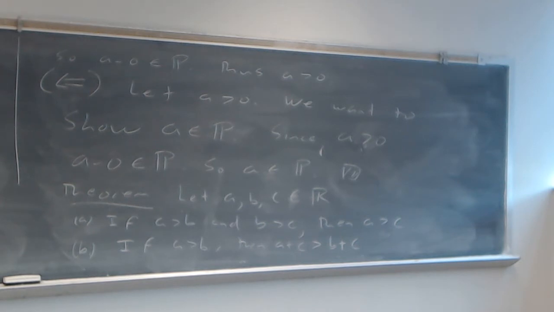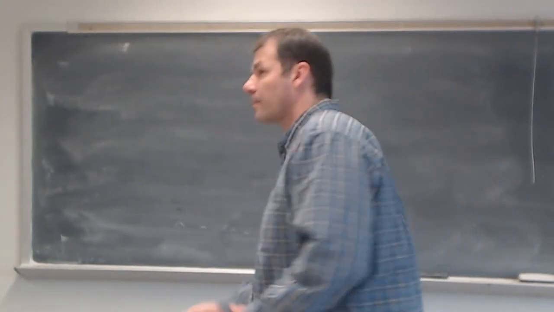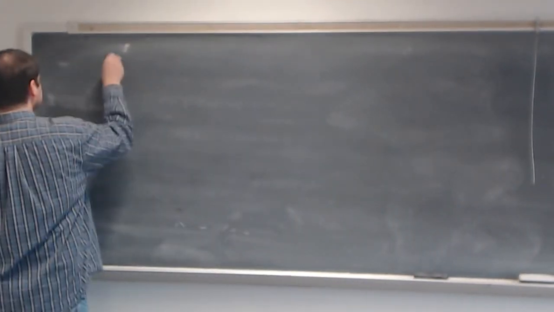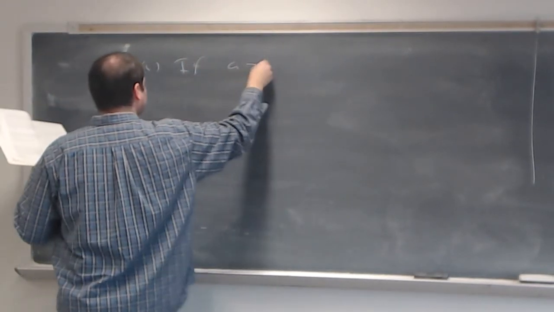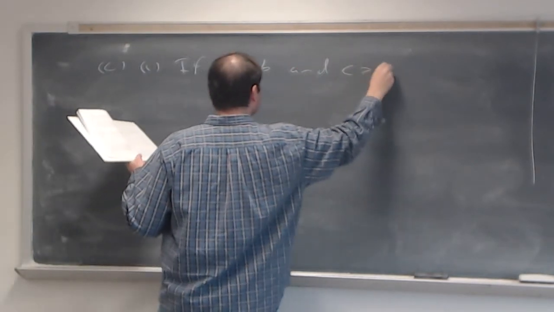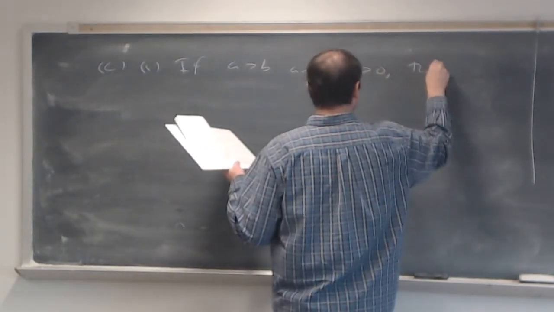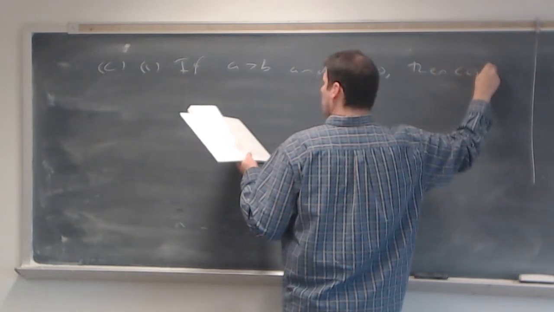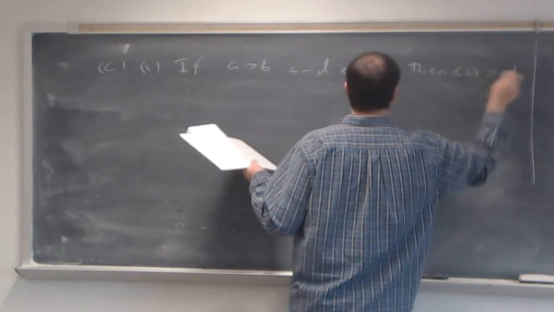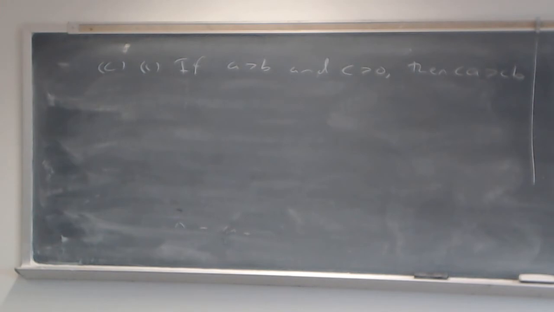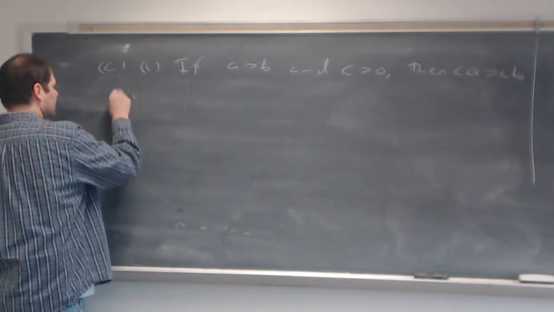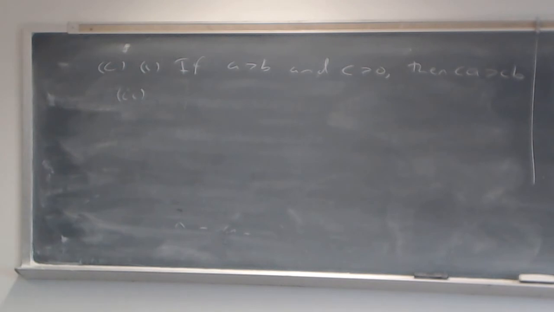And the third part, C, has 2 parts. The first part says, if A is greater than B and C is greater than 0, then C times A will be greater than C times B. Let me give everybody a second before I write down part 2 here.